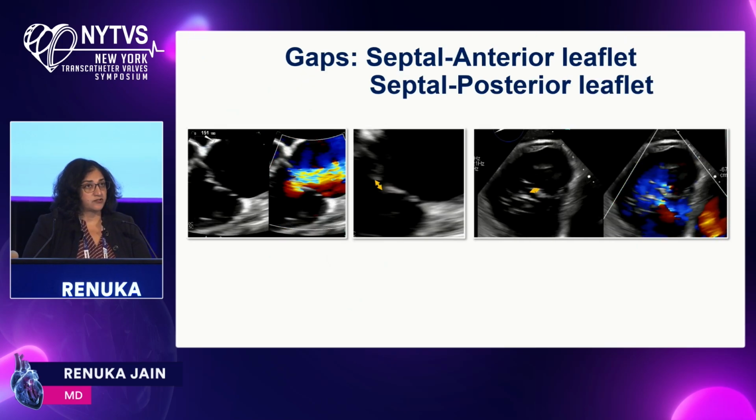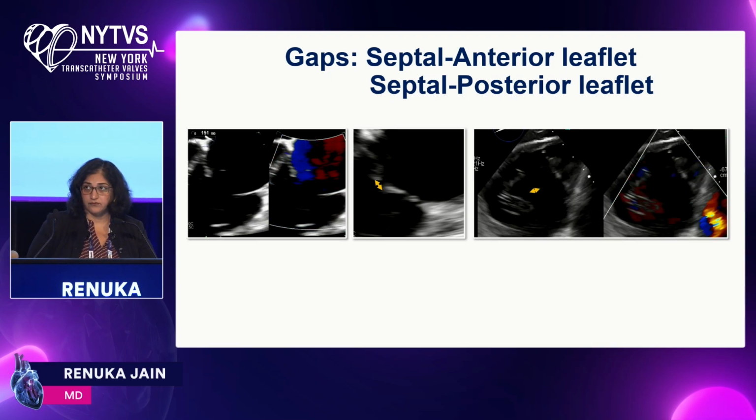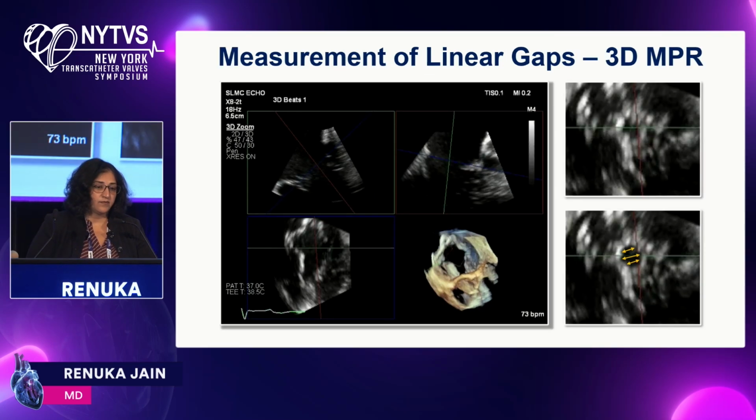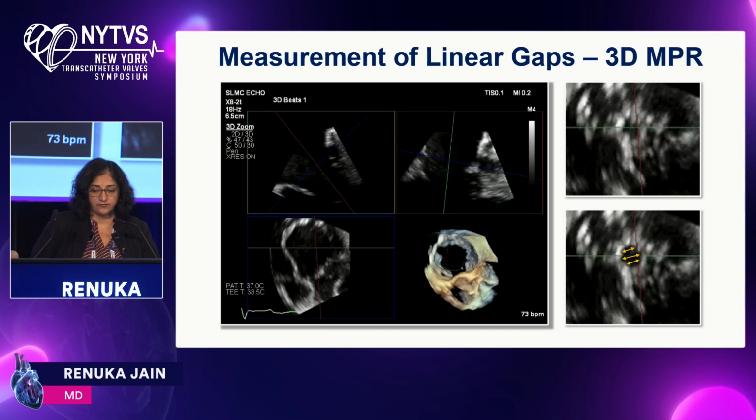The second thing to measure is gaps, and these can be done in 2D, in esophageal or transgastric views. Remember, the same views that we're mastering, but they can also be done very easily and I think more accurately in 3D MPR when you line up your blue plane at the leaflet tips.